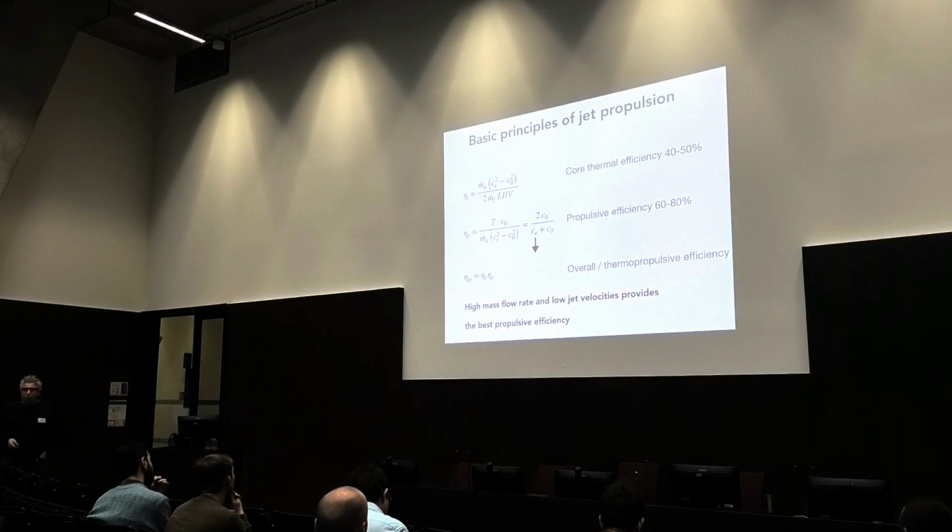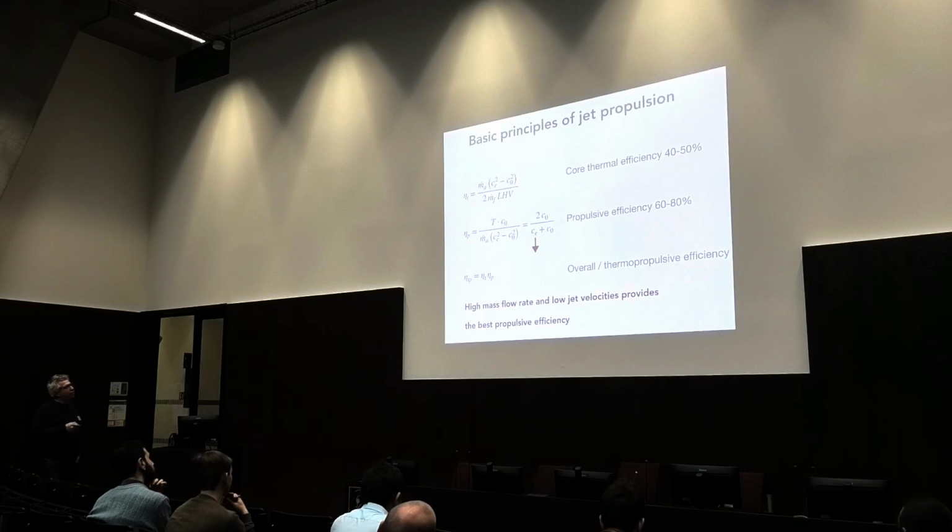And if we compute the efficiencies of a basic jet propulsor, a basic jet engine, you have the core thermal efficiency, meaning you compare the kinetic energy you provide to the air that comes into the engine to the fuel energy. So that's typically the chemical energy content of the fuel. That is called the thermal core efficiency, and this one is about 40 to 50%.